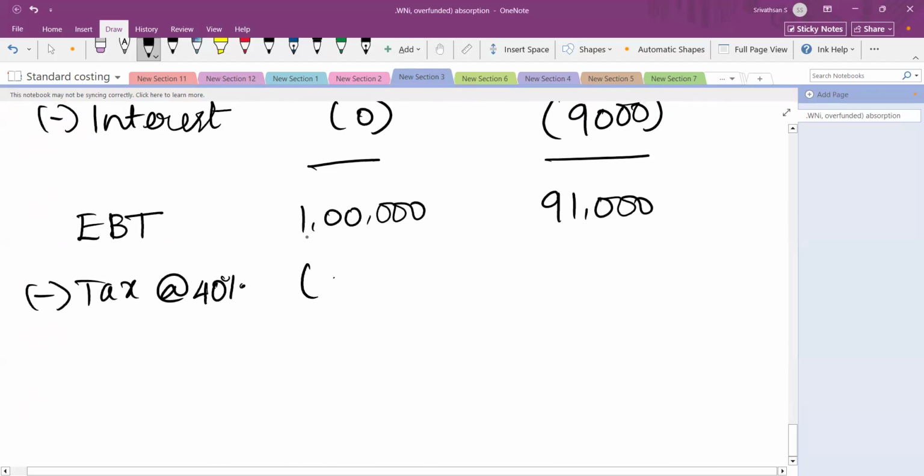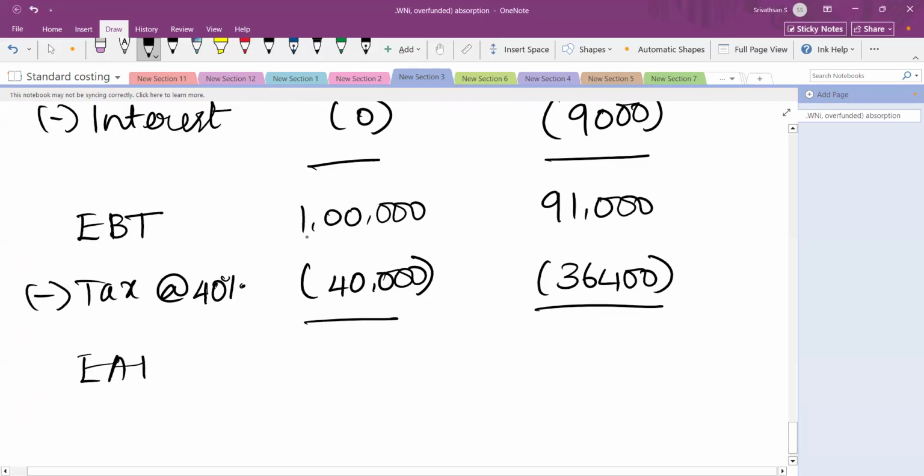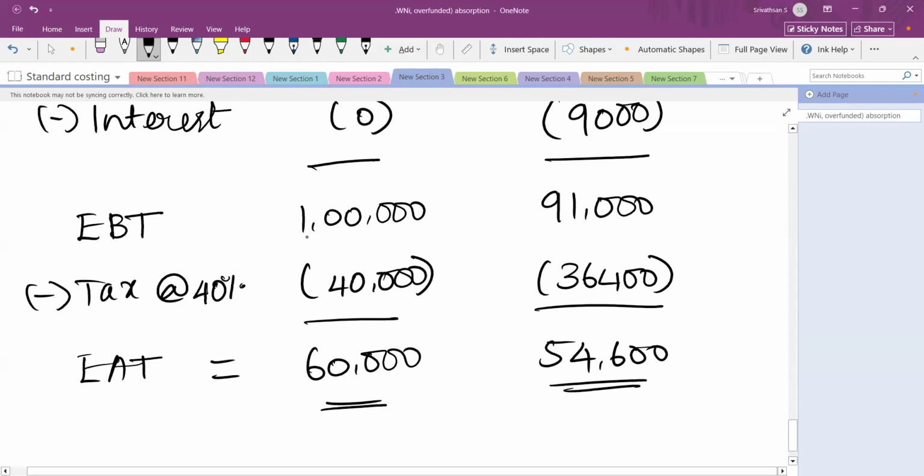So 40% of 1 lakh, we get 40,000 rupees, and 40% of 91,000, we get 36,400 rupees. So EAT, or earnings after tax of the company, is equal to 60,000 rupees before the issue of debenture. But after the issue of debenture, the profit after tax of the company is reduced to 54,600, which is nothing but 91,000 minus 36,400. So EAT before the issue is 60,000, but after the issue, it has reduced to 54,600 rupees.